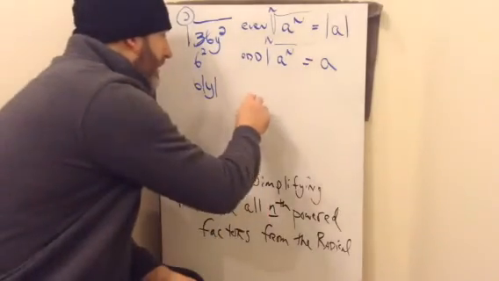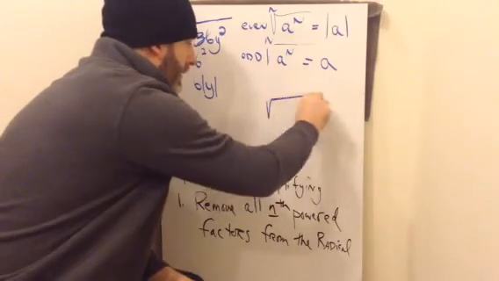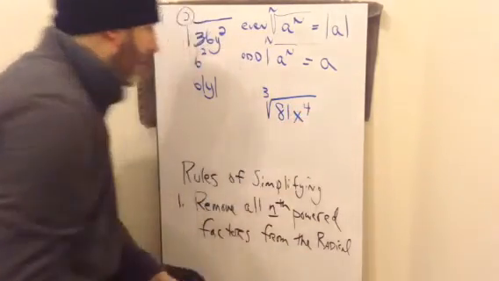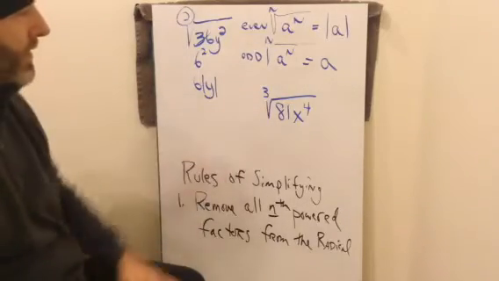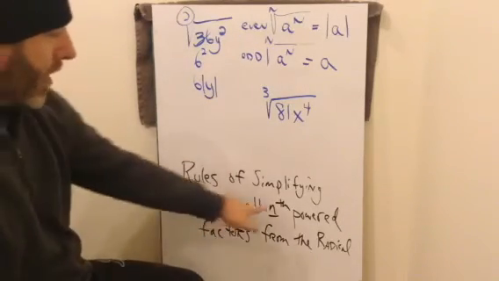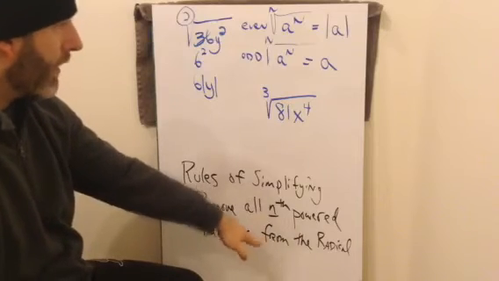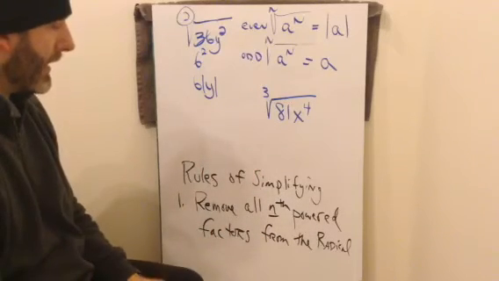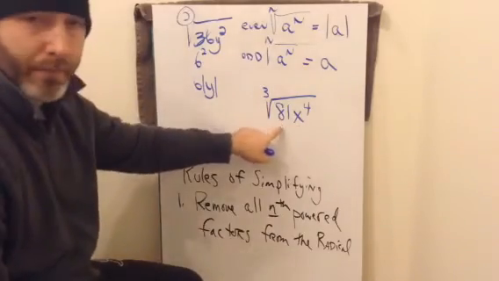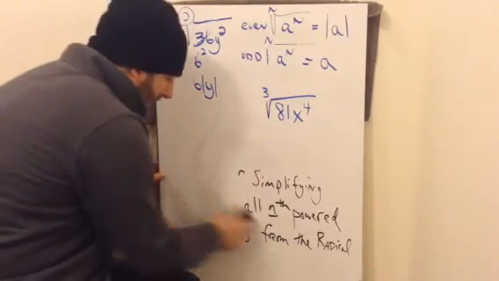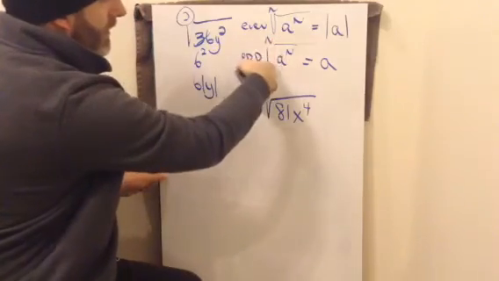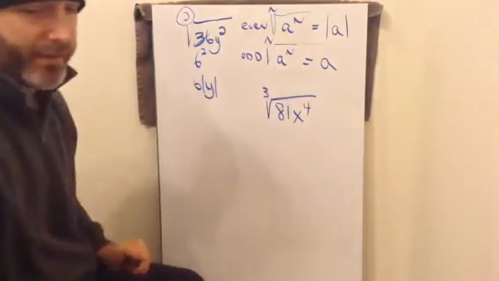So if I do this, now that's an odd index for this, the cube root of 81x to the 4th. We always want to look at it, remove all its powered factors from the radical. We want to remove things that we can, in this case, the nth power is 3. So can I rewrite this information to match that index? So basically, can we get it to look like one of these? Power matches index, we just take out the base.